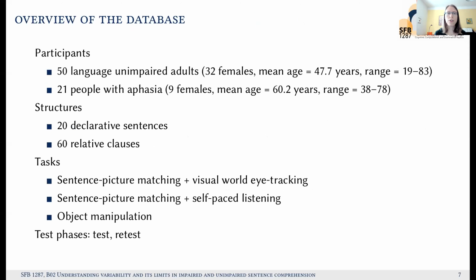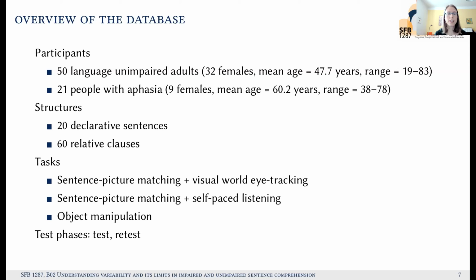This is an overview of the database. It includes 50 language unimpaired adults and 21 people with aphasia that had to comprehend declarative sentences and relative clauses, among other sentence structures. Participants had to carry out 3 tasks, 2 versions of a sentence picture matching task and an object manipulation task. The first sentence picture matching task was combined with visual world eye tracking to track the eye movements while the participants heard the sentences.